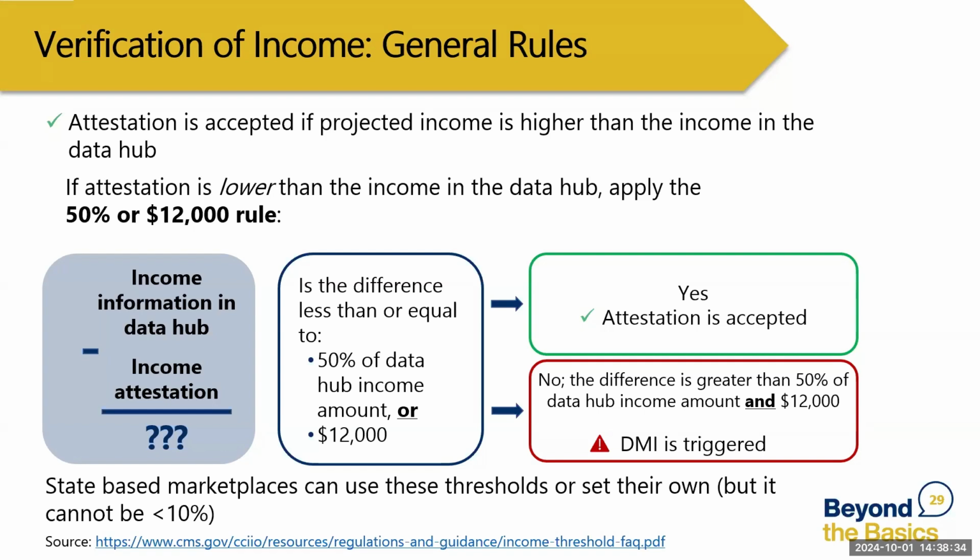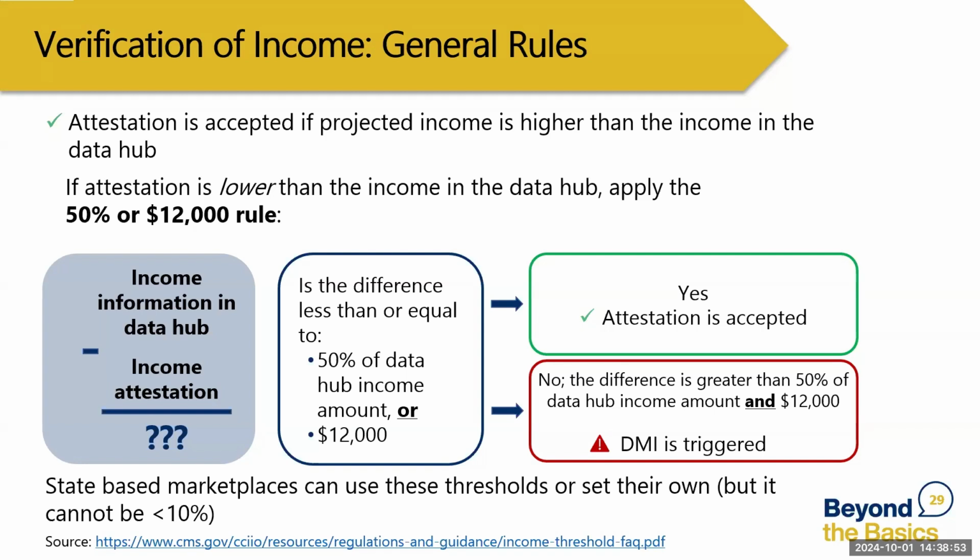But if somebody projects a lower income than the information available about them in the data hub, then this could result in them getting more premium tax credit in advance than they're ultimately eligible for. But there has to be a pretty big discrepancy between what's in the federal data hub and what the person projects in order to trigger a data matching issue.